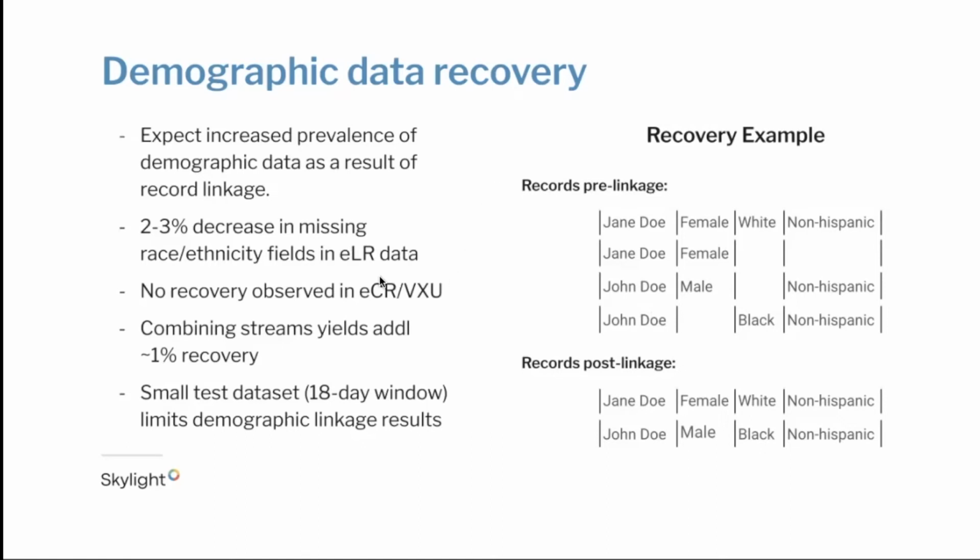Working with this data, we were able to see a fairly modest 2 to 3% decrease in ELR reports that were missing race and ethnicity. We unfortunately didn't really see this effect in the ECR and VXU data that we worked with. There are a couple caveats in this analysis. We only had a fairly small amount of data, only from an 18-day window. And there was also about 4 times more ELR data that we received from Virginia than ECR and VXU. So the bulk of the data we had was from a small time window, and it was mostly ELR.